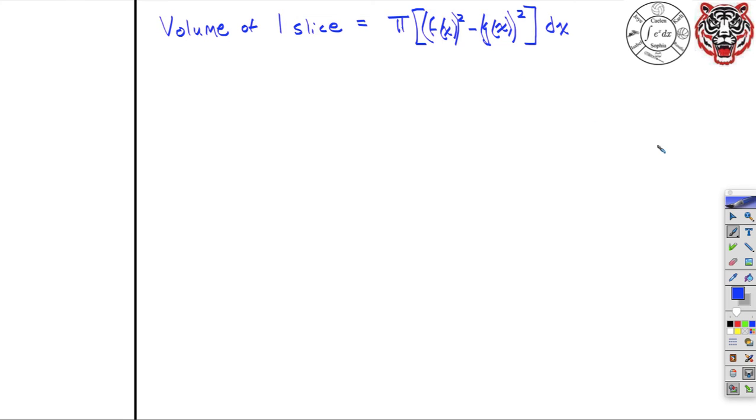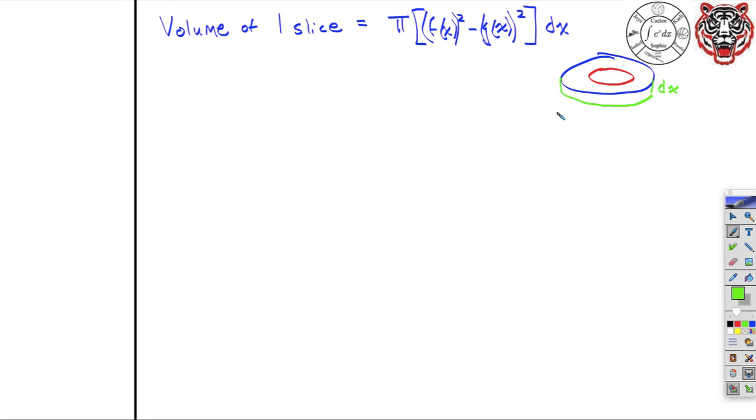So this thing now represents, we had this washer here. I'm just drawing the picture again if we need it. And then we needed to have some height on there. That was our dx right here. That was the height of that washer. Volume of one slice. But now how do we find the volume? Oh, sorry, go for it.